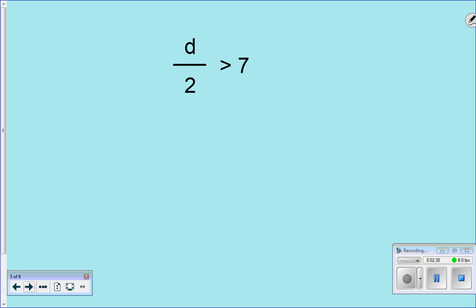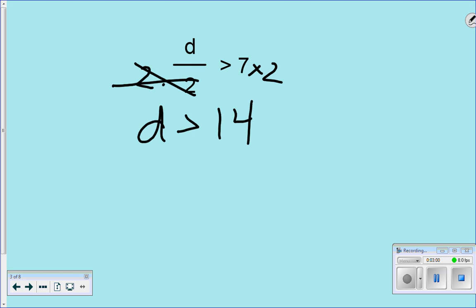All right, so if I look at this, d divided by 2 is greater than 7. If I'm dividing on that side, what am I going to do to get rid of that 2? Multiply. Very good. So let's multiply. Times 2. I got times 2 on this side, so I have d is greater than 14. Instead of graphing it this time, let's just talk about some things that d could be.